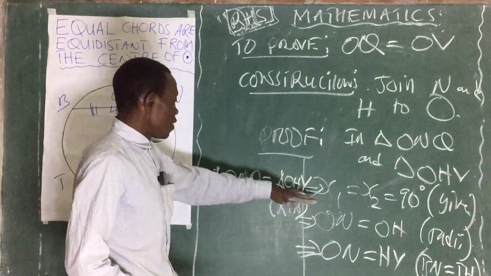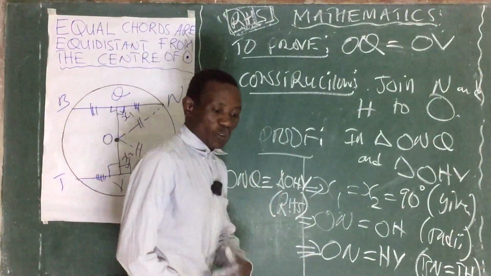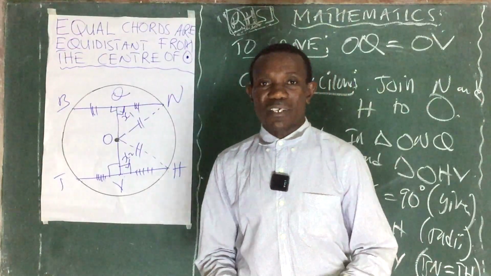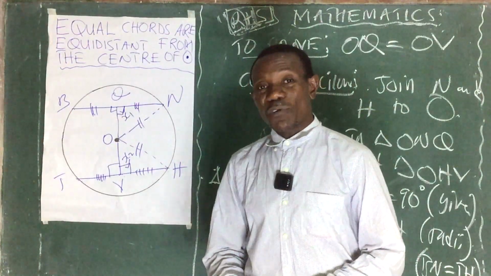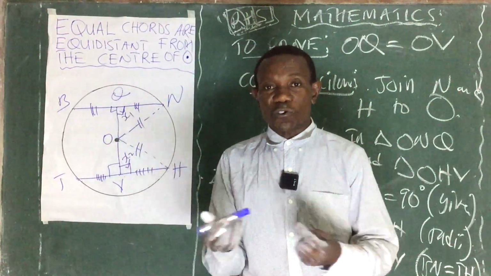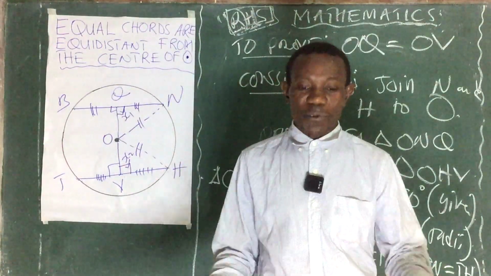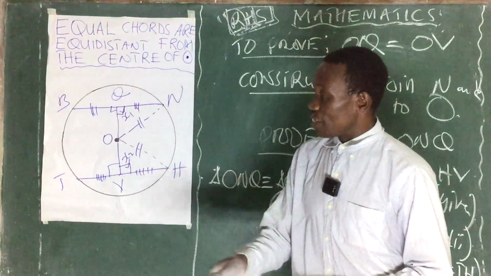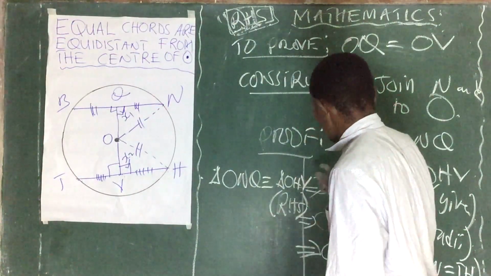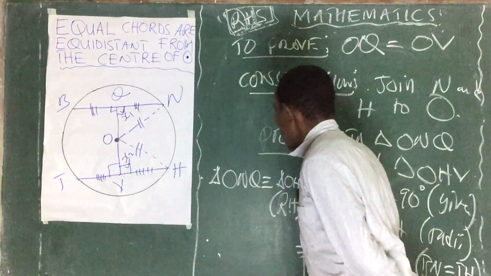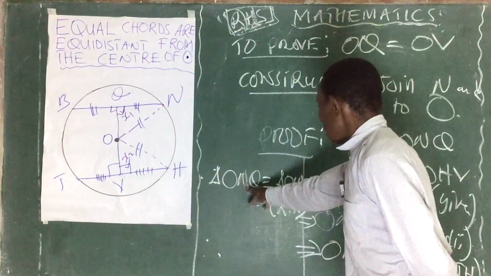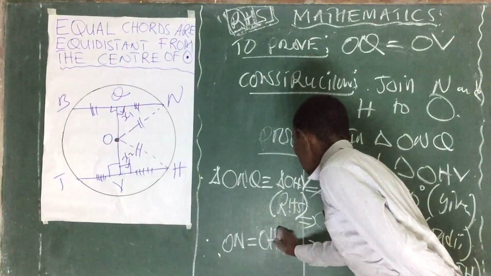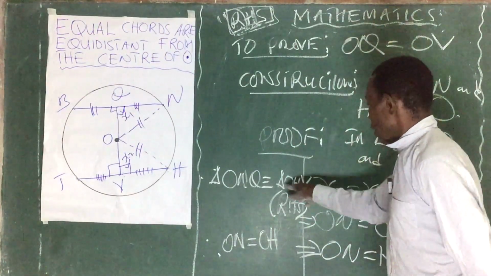So now, if this is true, then we expect the corresponding sides again to be equal. That's because when triangles are congruent, we expect the corresponding angles to be equal and also the corresponding sides to be equal. If these are not equal, then the triangles cannot be congruent. So in such a case, we are going to have our ON, in that order, equal to OH. ON is equal to OH.